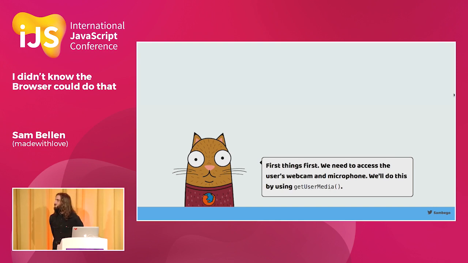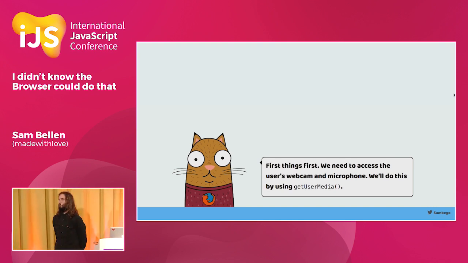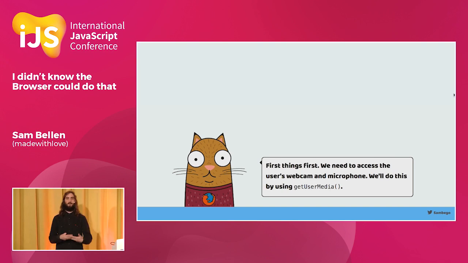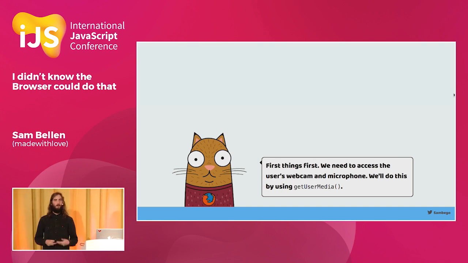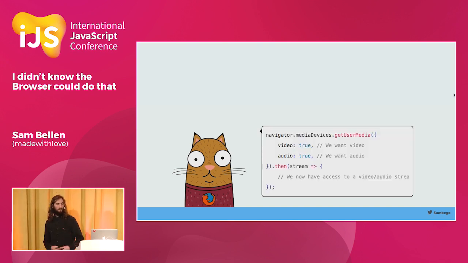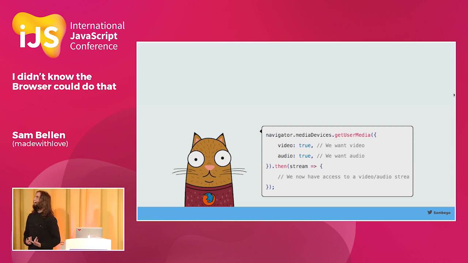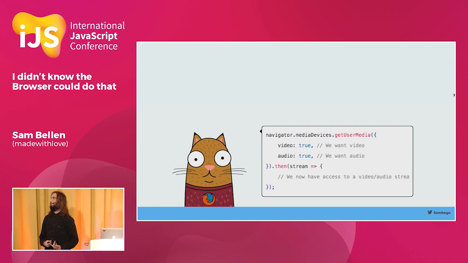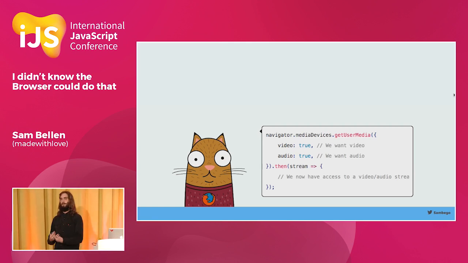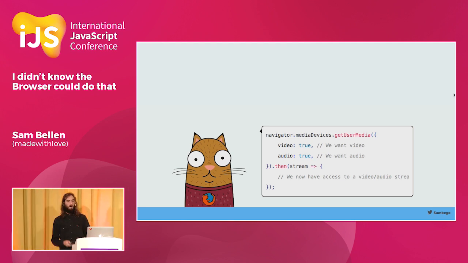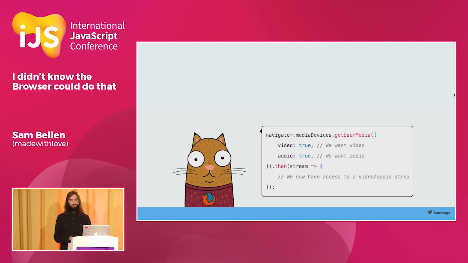So the first thing you need to do is ask the user for access to the microphone or to the webcam. Once you get that, I do it like this: navigator.mediaDevices.getUserMedia. This used to be under just navigator, but nowadays it's under mediaDevices, and it returns a promise instead of working with callbacks. You can say I want video and or I want audio, and once this resolves, you get a stream of your video and or audio.